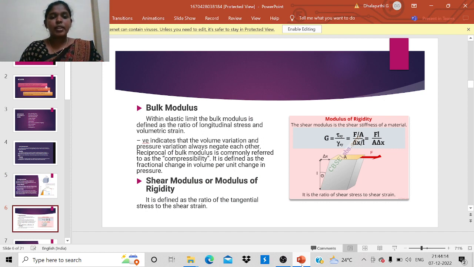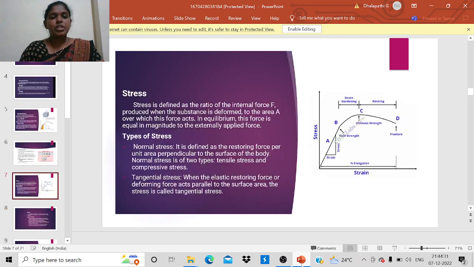Bulk modulus. Within the elastic limit, the bulk modulus is defined as the ratio of the normal stress to the volumetric strain. Shear modulus or modulus of rigidity. It is defined as the ratio of the tangential stress to the shear strain. Stress is defined as the ratio of the internal restoring force F produced when the substance is deformed to the area A over which the force acts. In equilibrium, this force is equal in magnitude to the externally applied force.